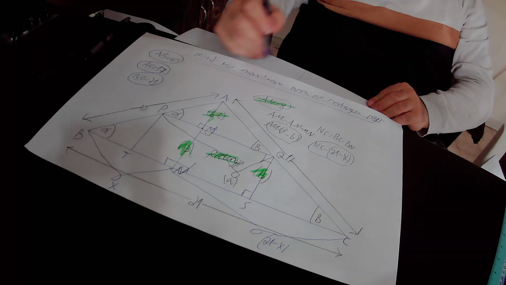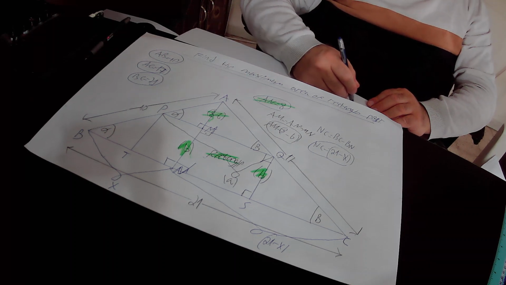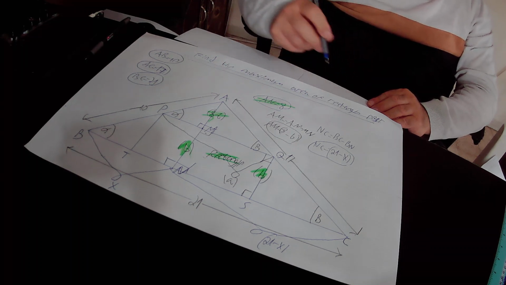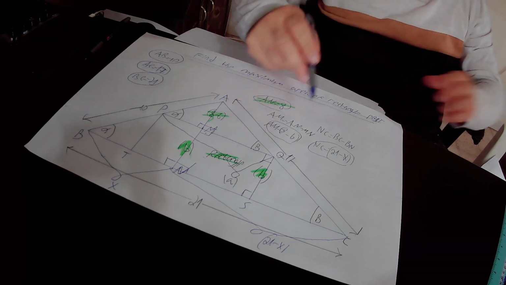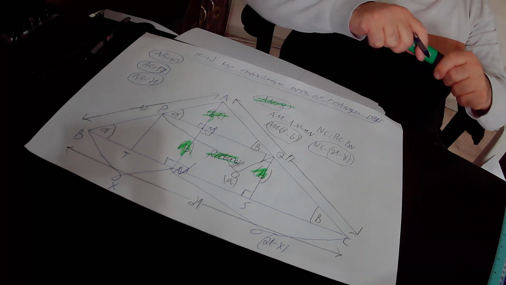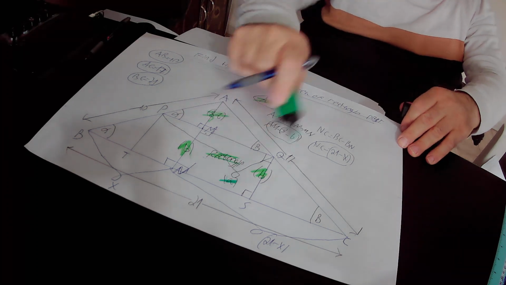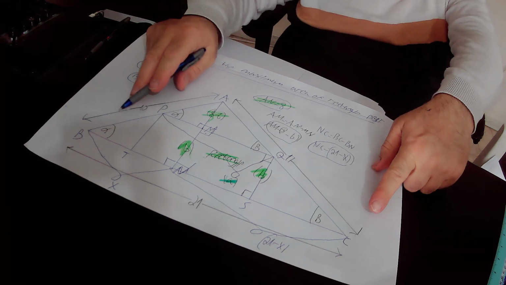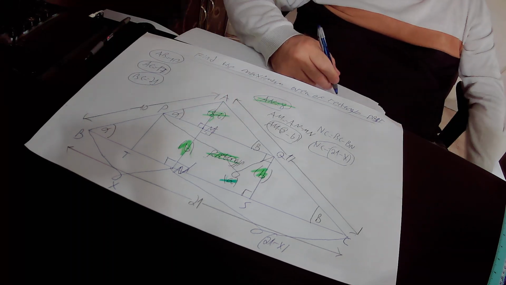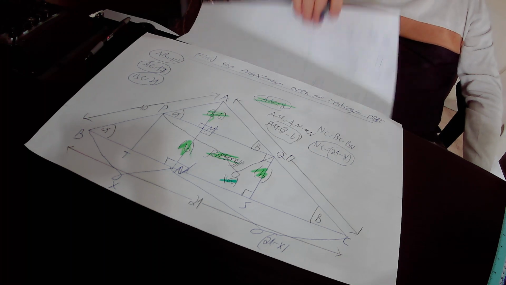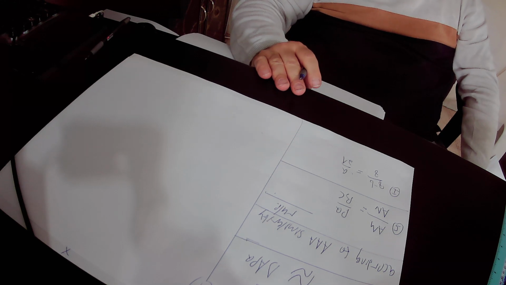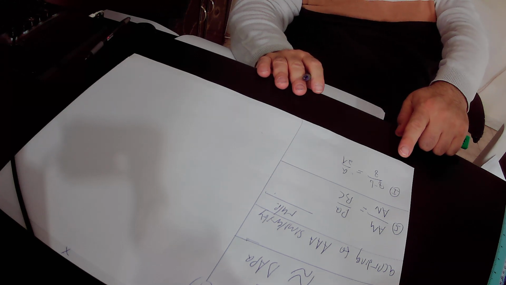AM is 8 minus B over AN. AN is 8, and it equals PQ over BC. PQ is 8 according to our definition. BC equals 21 according to what is given in the question. So according to equation 1, we found that 8 minus B over 8 equals A over 21.